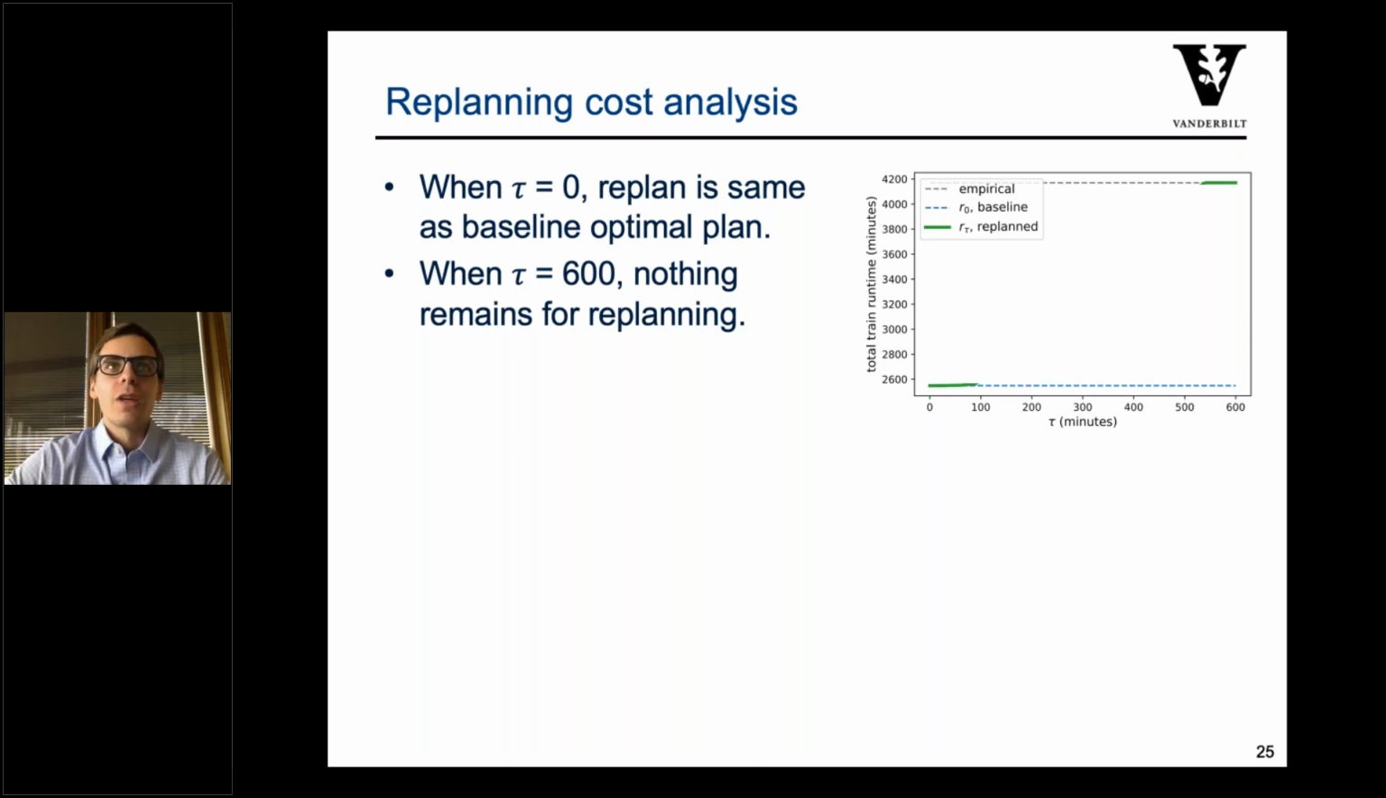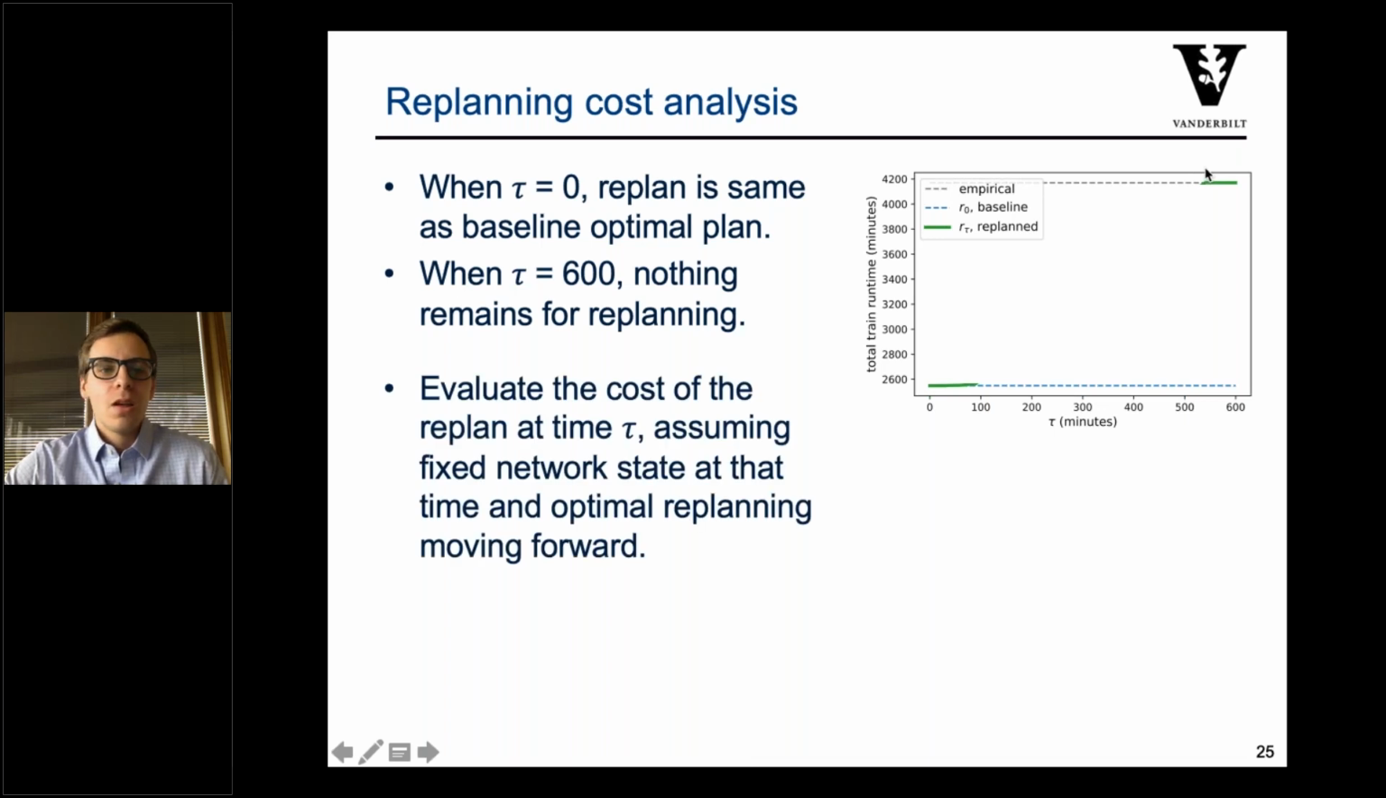And our question really is, how do we get from the beginning of the day to the end of the day? And at what points across the day did we accumulate the empirical costs that we ultimately realized? And so we go through this iteratively and evaluate this problem at each time tau between those 2 points, assuming that we fix the network state up to that point and then optimally replan into the future.